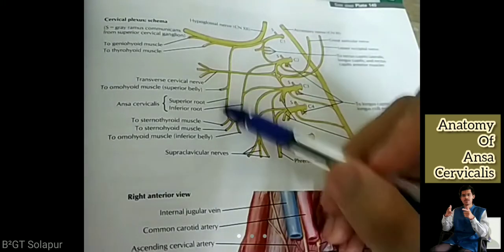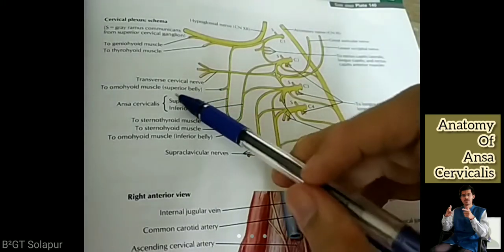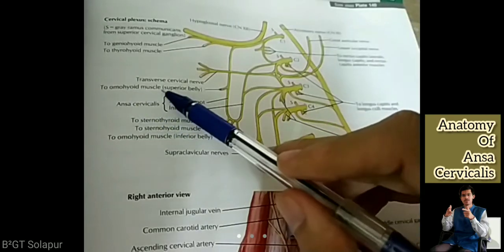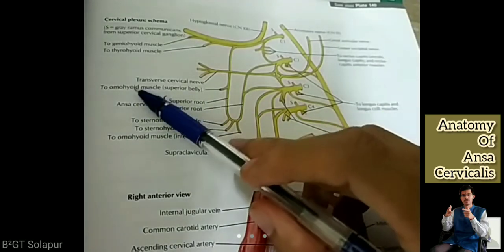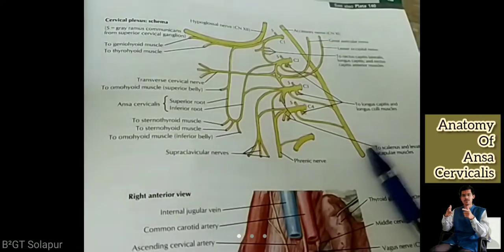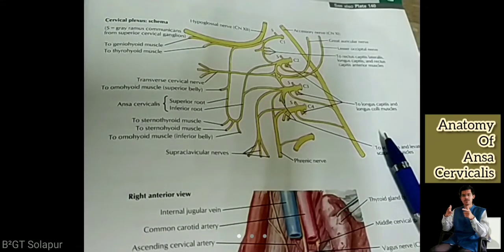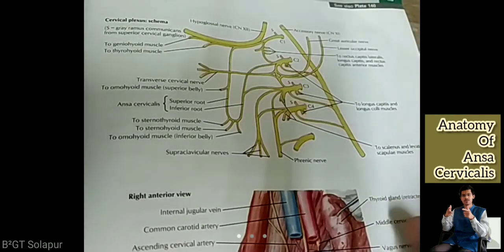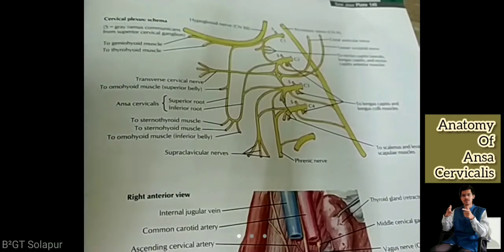So the superior root gives one branch, that is the branch to the omohyoid muscle, superior belly. Yesterday I told you that the omohyoid muscle has a superior belly and an inferior belly, and the middle tendon is hooked by which pulley? The pulley formed by the investing layer of deep cervical fascia, as we discussed 2 days back. So the superior belly, shall I show it to you again or will you understand? I have already shown you the superior belly of omohyoid.